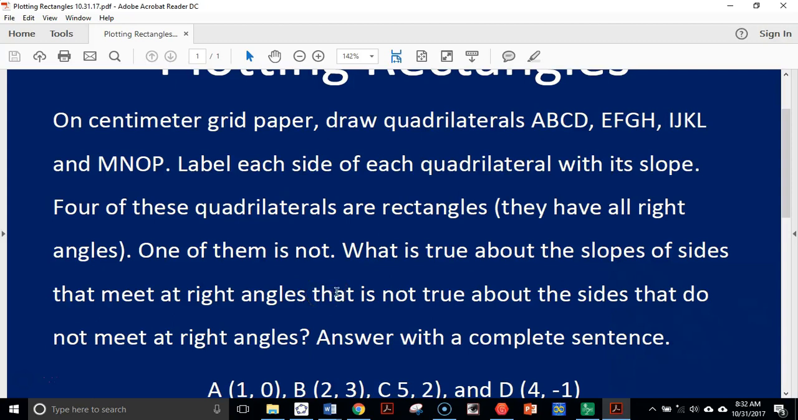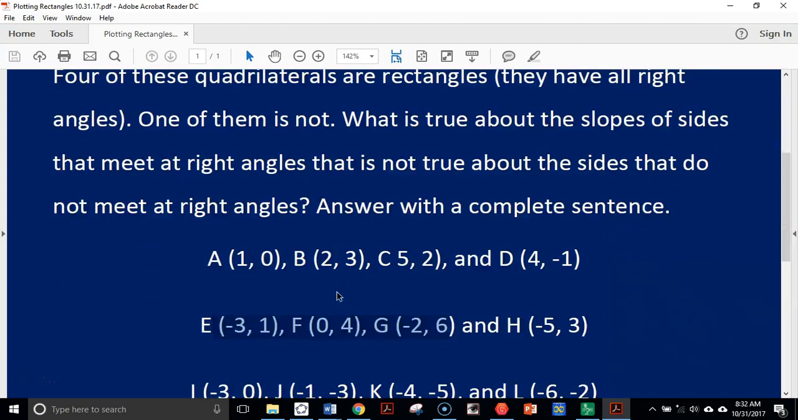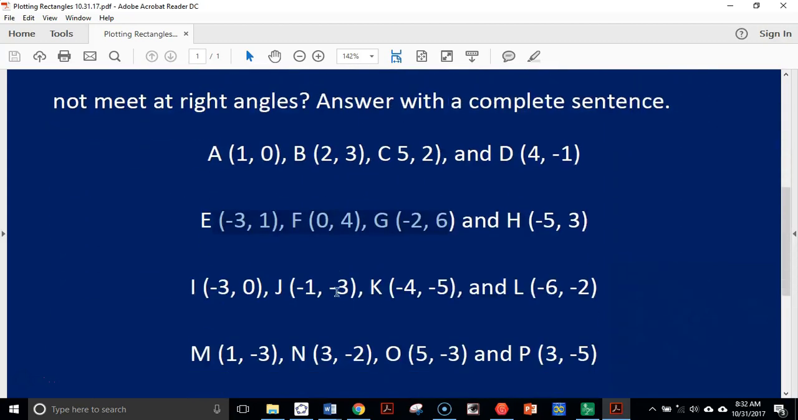So, 4 of these shapes are going to have all right angles, and the sides that meet at right angles, there's going to be something special about the slopes, the way they compare with each other. That's not true for the sides that don't meet at right angles. So it should be pretty obvious which ones are right angles and which ones aren't. So you'll figure it out. Now I want you to write your answer as a complete sentence, or sentences if you need to.